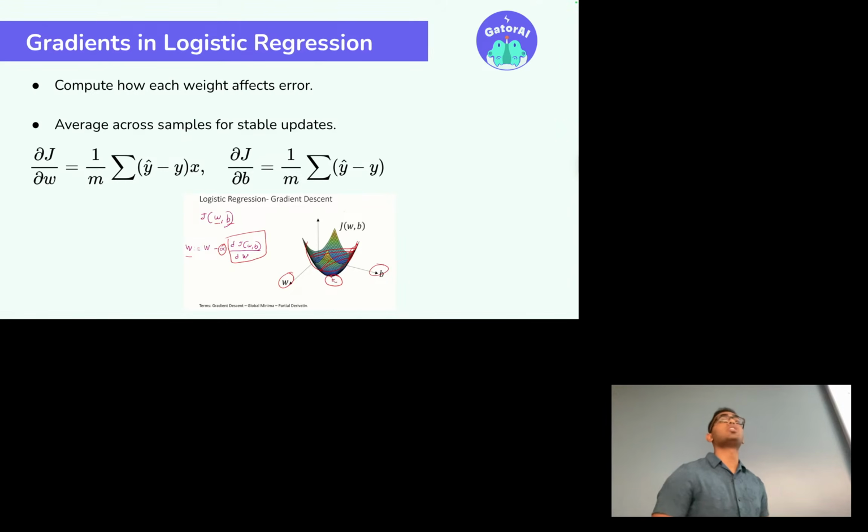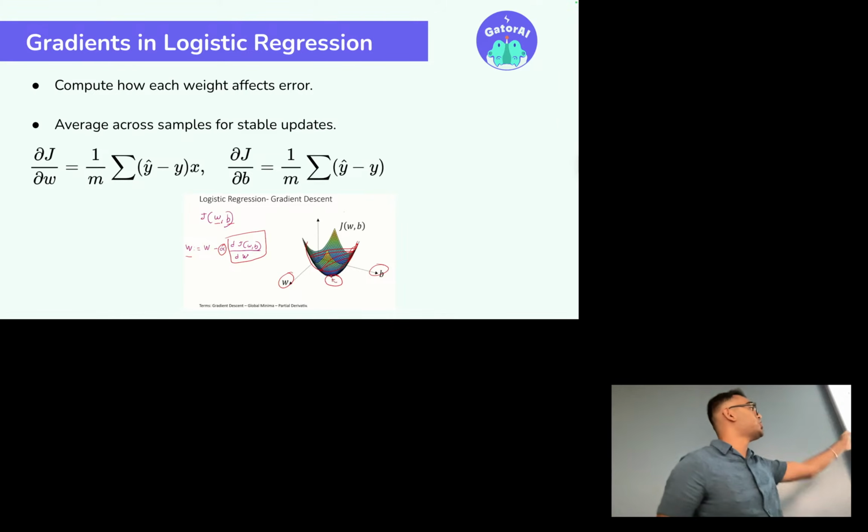And if the model's output is too high, that means that the difference is positive. And that means we want to reduce the weight because our error is too high. On the other hand, if your difference is negative and if you predict too low of a value, you want to increase your weight because it means that your prediction is too low.